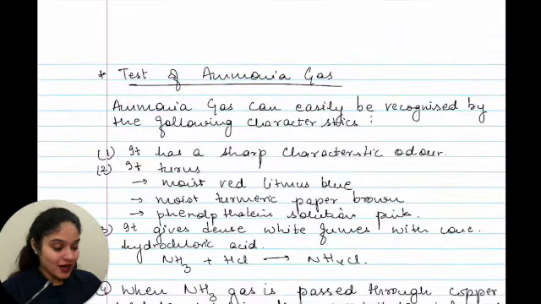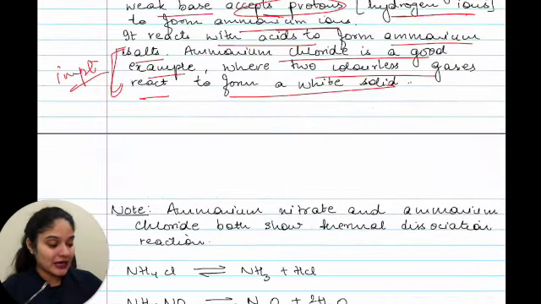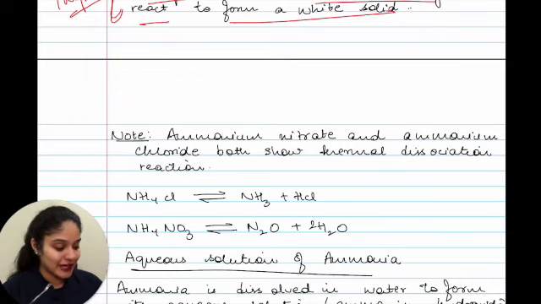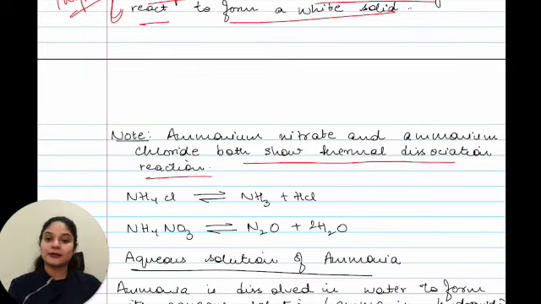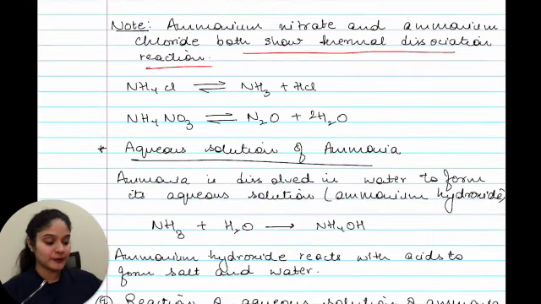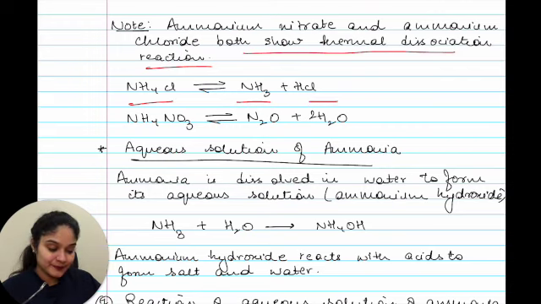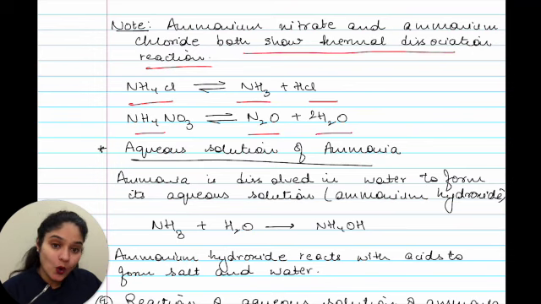Ammonium nitrate and ammonium chloride both show thermal dissociation. That means if you provide them heat, they will break down into corresponding compounds. NH4Cl would give you NH3 plus HCl. NH4NO3 would give you N2O plus water.